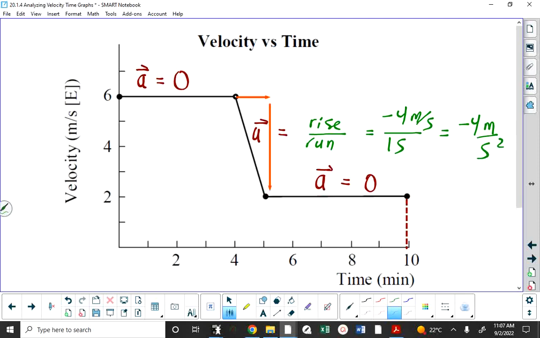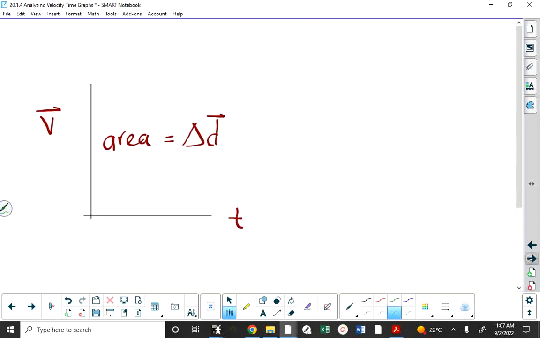I told you at the beginning of this lesson that we're doing 2 things. Analyzing velocity time graphs. We've now finished that. With a velocity time graph, area is displacement, slope is acceleration. So when I said you should probably write this down, we can include that statement.